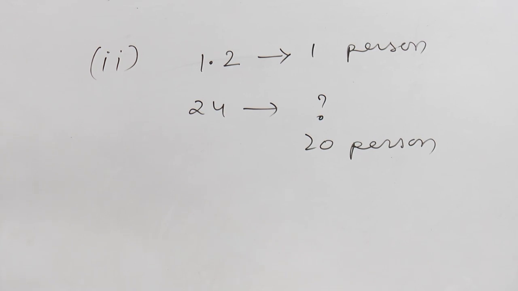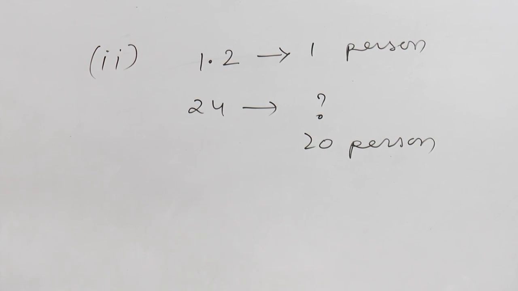As we have total increase value in terms of kgs is 24. How many persons are there? 20. You will get answer from 2 alone. 1 alone is not required. 1 is not at all required.